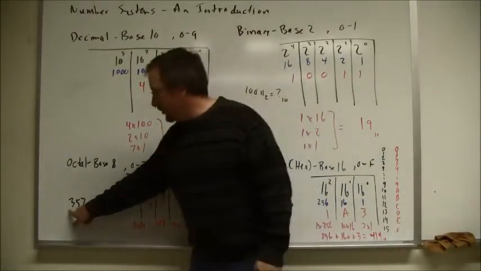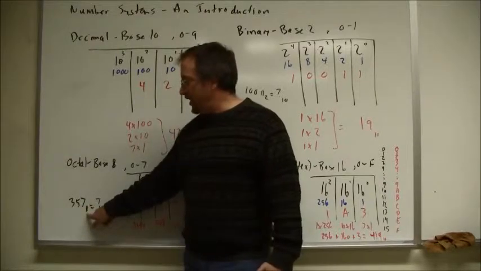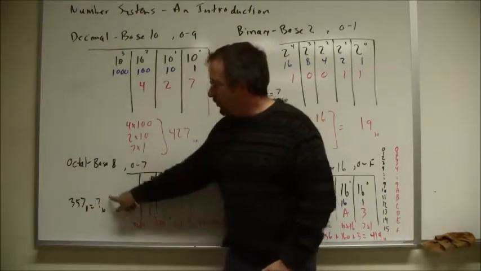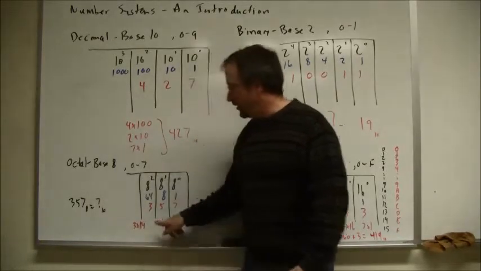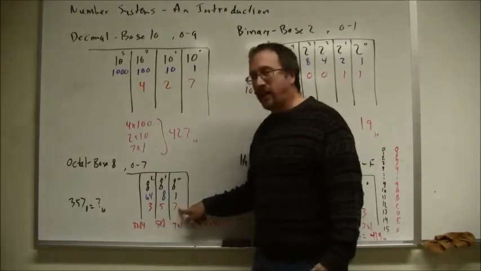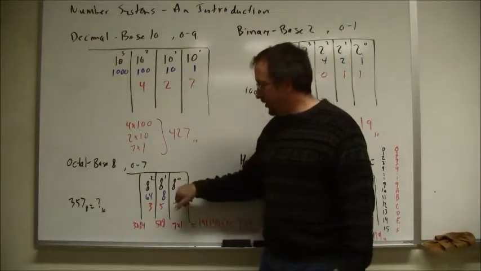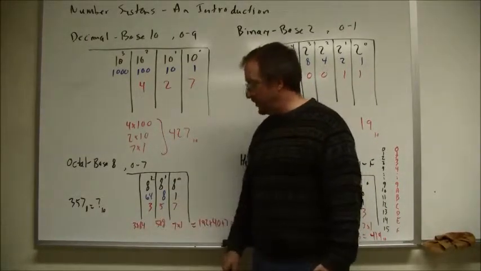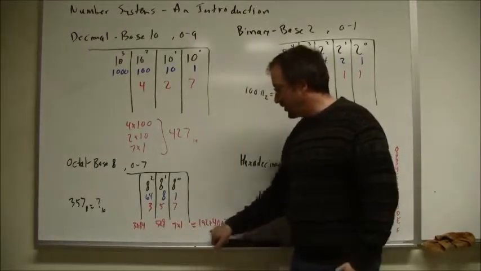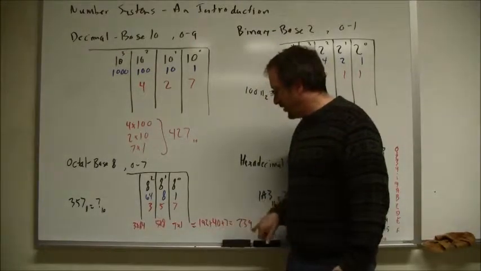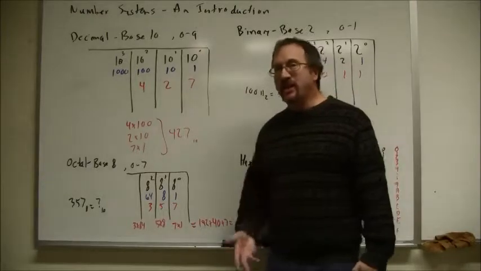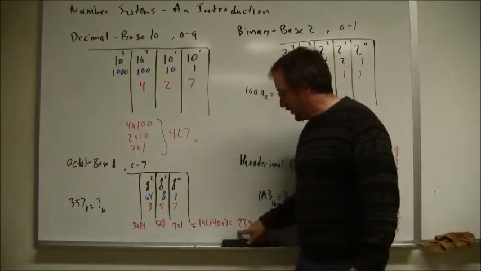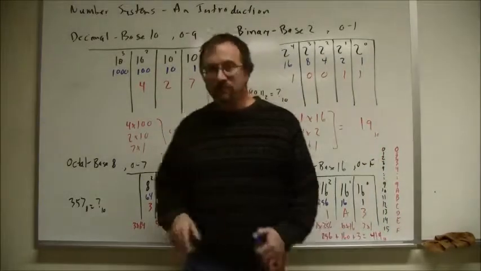So, if we were to look at the number 357 as a base 8 number, notice the subscript tells me that it's base 8. And we want to know what it is in base 10. If I put 357 on this chart, that means there's going to be 7 ones, 5 8s, 3 64s. When you work that all out, it's 192 plus 40 plus 7, which is 239 in a base 10 number system. So 357 base 8 is the same as 239 base 10.